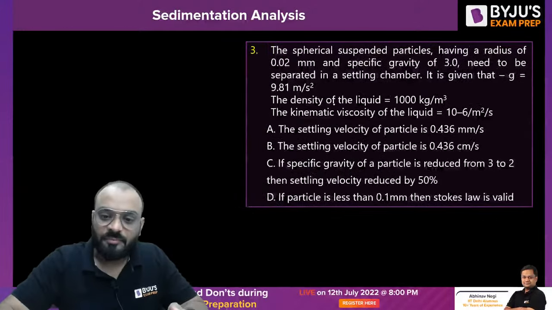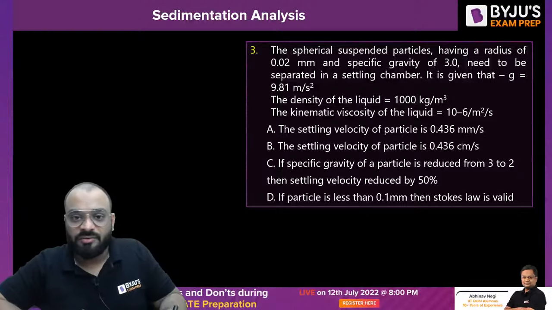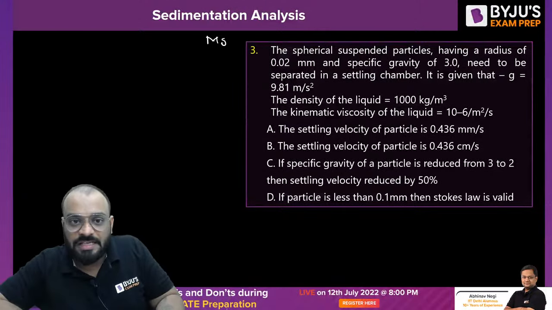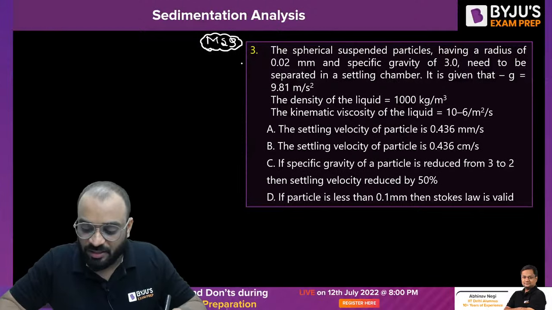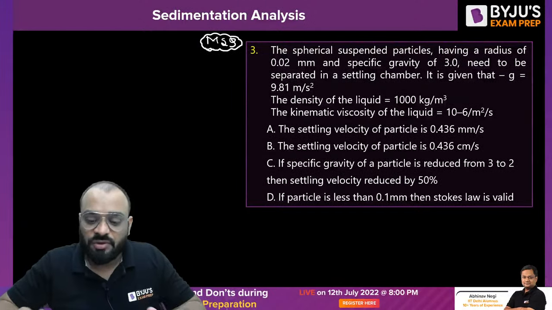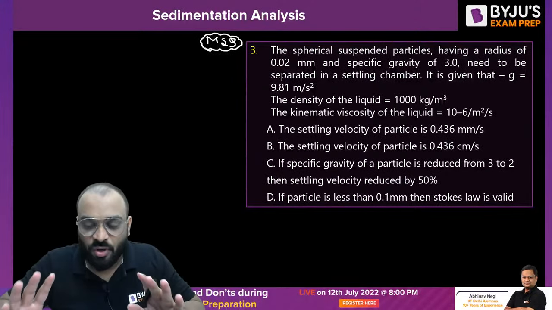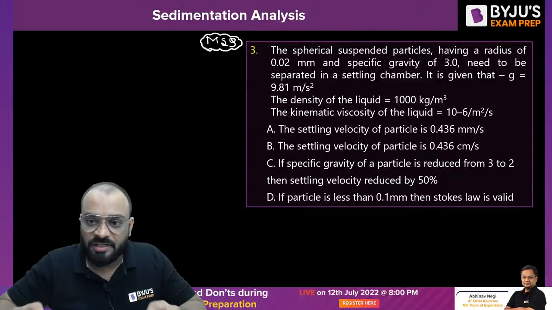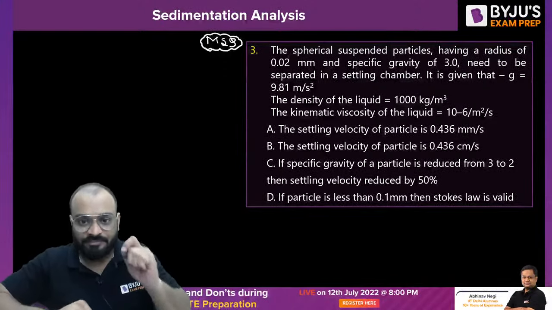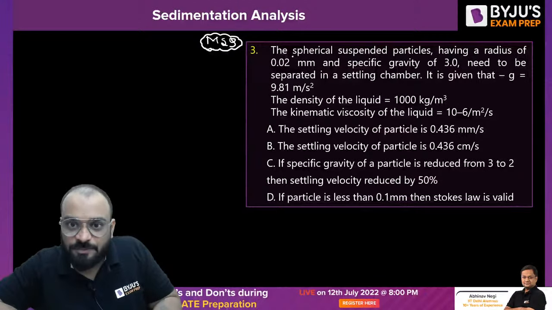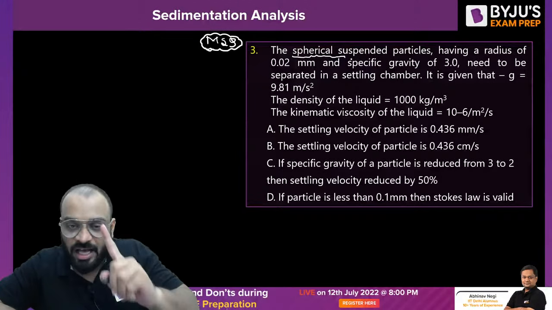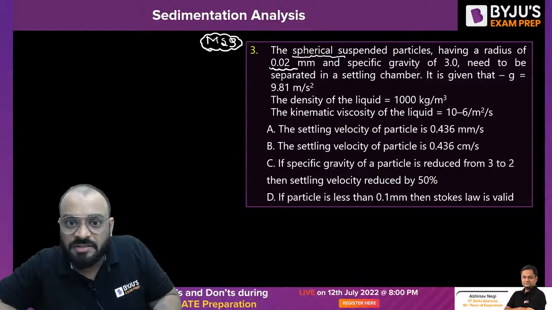Clear? Okay. Next question, which is basically an MSQ. Guys, this is an MSQ type of question in which multiple answers can be correct. So you need to check which of the following statements are correct. Please solve it and check which statement is correct and which statement is wrong. Listen guys, what they have given: the spherical suspended particle having a radius of 0.02 mm.